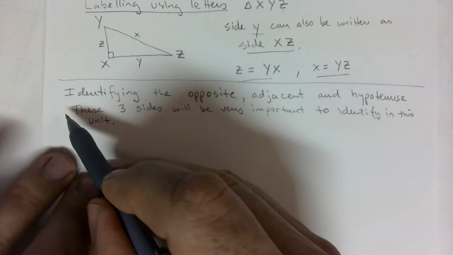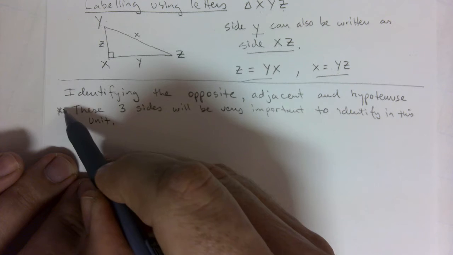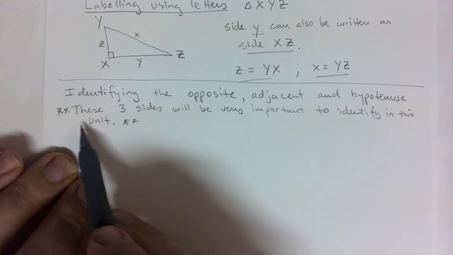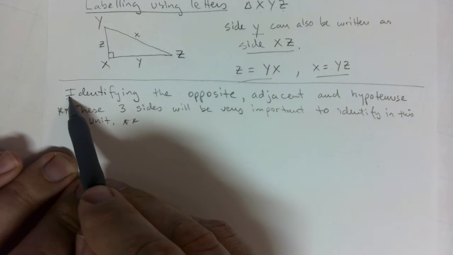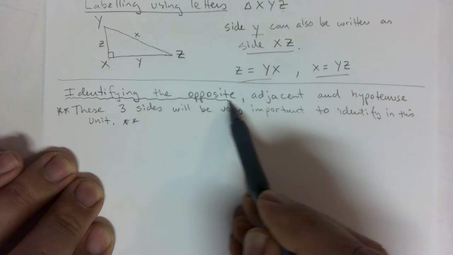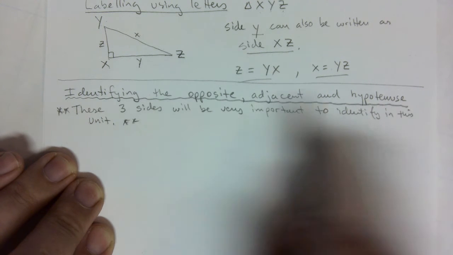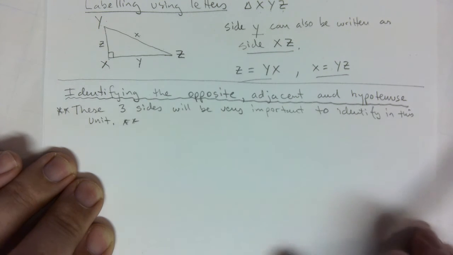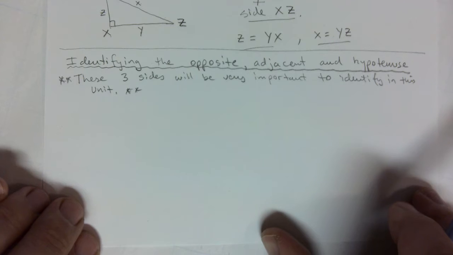okay? Very important. So I'll put a star like this, a star like this, right? So this sentence is very important. So let's just underline this, right? Identifying the opposite, adjacent, and hypotenuse. That's going to be extremely important to us in this unit.